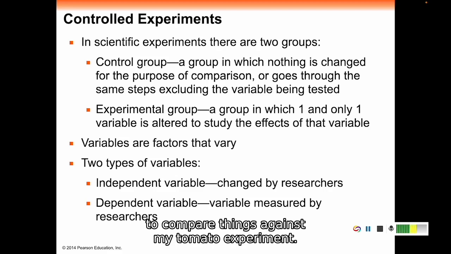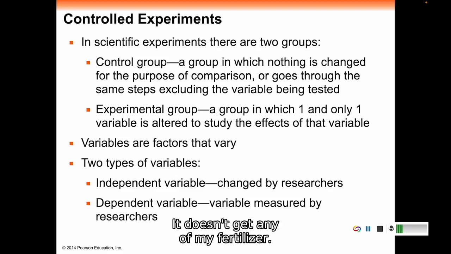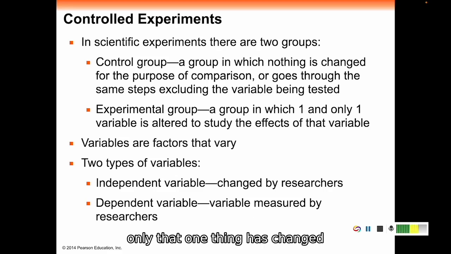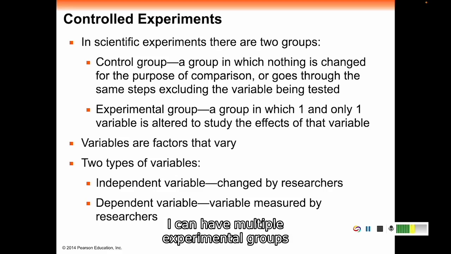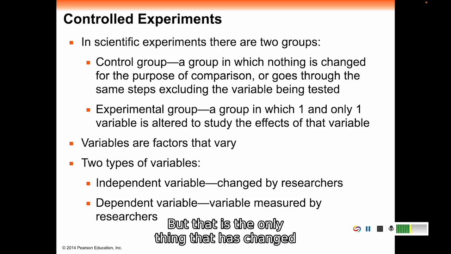So in my tomato experiment, my control group would be the group that gets nothing. It doesn't get any of my fertilizer. My experimental group would be the group where only that one thing is changed, and that is getting fertilizer. I could have multiple experimental groups that get different amounts of fertilizer, but that is the only thing that has changed.